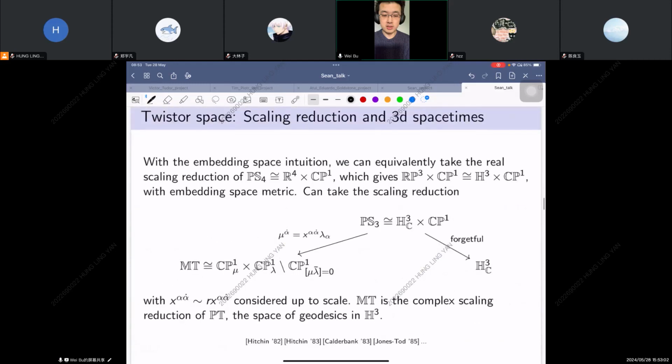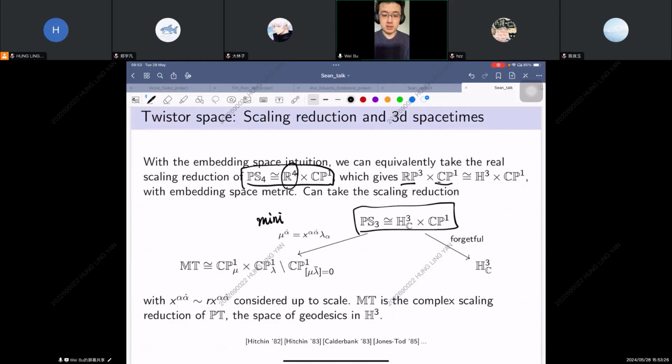And this is indeed possible, where you just take, this is the twisted space we were imagining. You take a scaling reduction on R4, you get RP3, CP1 is not touched. You end up with the metric we were saying earlier in the embedding space formalism, you get H3 cross CP1. So that's the bigger space. Downstairs, it's something called a mini twisted space.